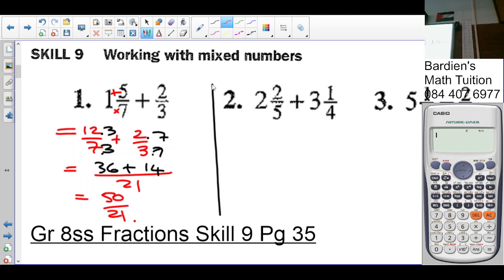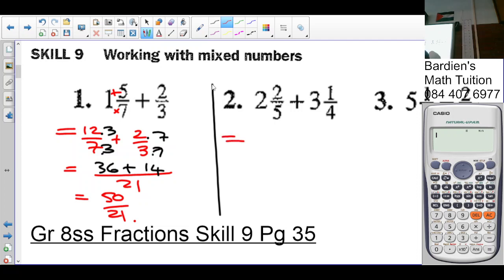Again, if you want to convert it, it would be 2 and 8 over 21. Yes, my girl? You're going to ask. Yeah, it's going to be 2 and 8 over 21. Okay. You all okay with that? Let's look at the next one.